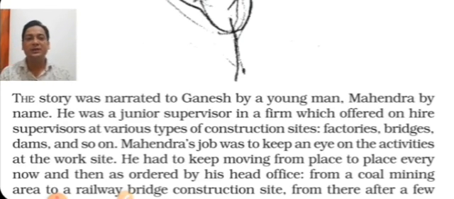Mahindra was a junior supervisor in a firm, a big company, which offered supervisors on hire at various types of construction sites. The supervisor's work is to inspect or see the works at different sites. The sites could be construction sites, a factory, a bridge, a dam, and so on. Mahindra's job was to keep an eye on the activity at the work site. As I have told you, his work is a kind of inspection. So he just observes each and everything at every work site.